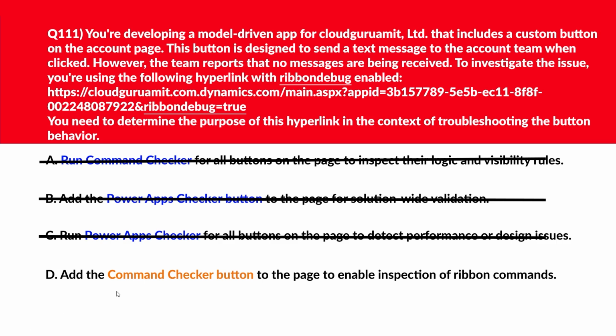This is add the command checker button to the page to enable inspection of ribbon commands. Command checker is activated by ribbon debug and helps inspect button logic, action and visibility. Looks good? We'll lock option D as the right answer.